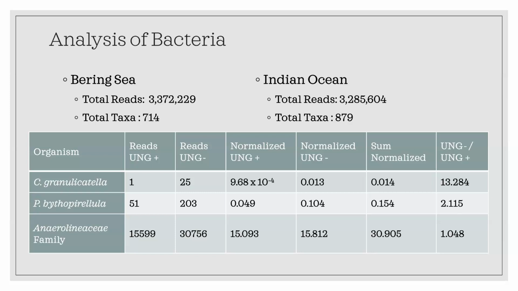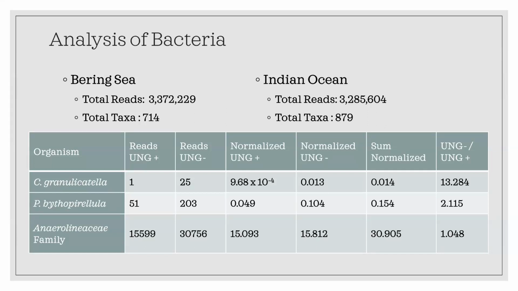Normalization was done by taking the number of reads for that particular organism and dividing it by the total reads for that sample. Then the normalized treated and untreated samples were added together, so we got the sum normalized, and any taxa that had a number greater than 0.01 was included in the results. Anything less than that was deemed not significant because there weren't enough reads.